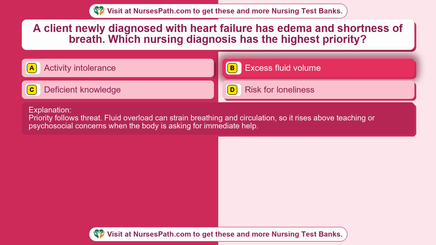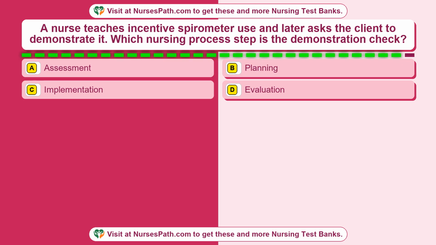Fluid overload can strain breathing and circulation, so it rises above teaching or psychosocial concerns when the body is asking for immediate help. Question 7. A nurse teaches incentive spirometer use and later asks the client to demonstrate it. Which nursing process step is the demonstration check?